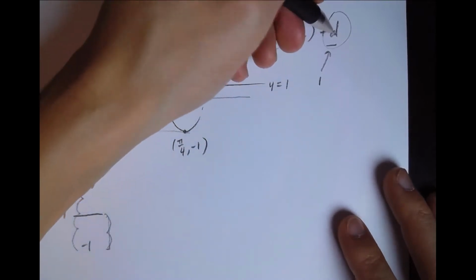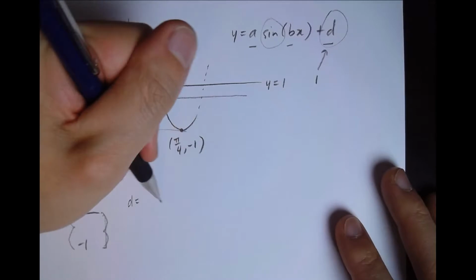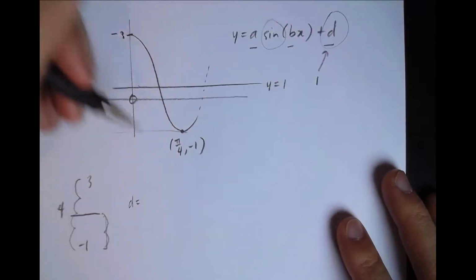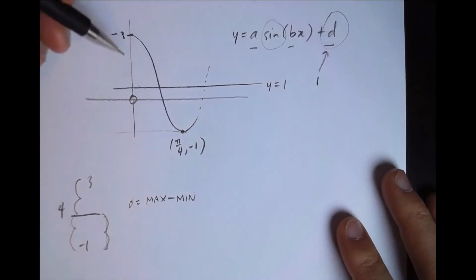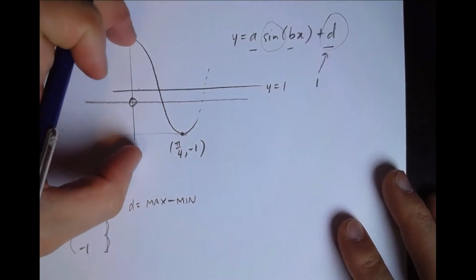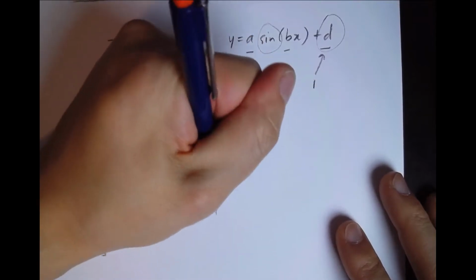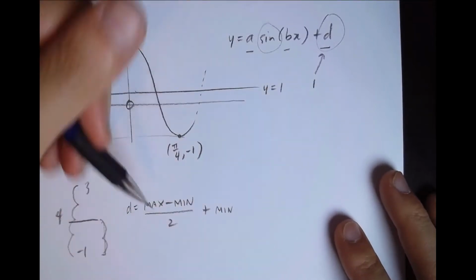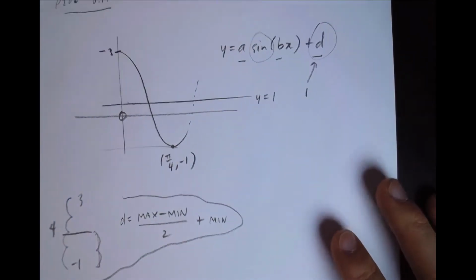Now, to find a center line for D in general, we're going to say that D, the center line, is equal to the maximum value, which is 3, max, minus min, that's going to be the absolute height of that, divided by 2, plus the minimum. You could think about that and try some different numbers for that. That's a general solution in case the numbers are very big and awkward.